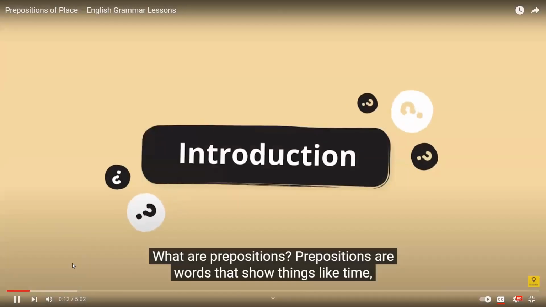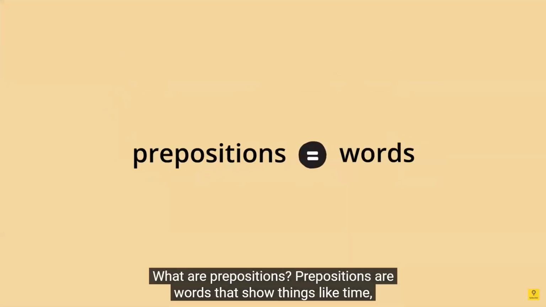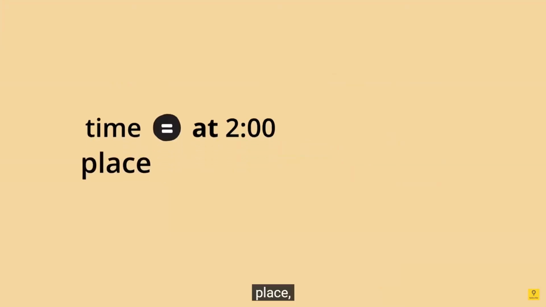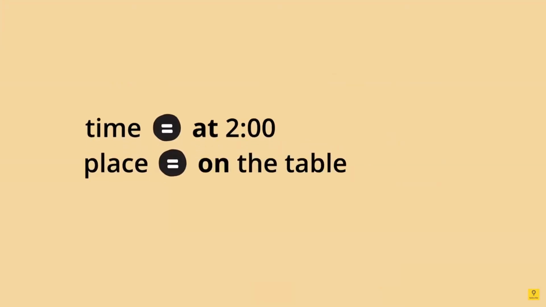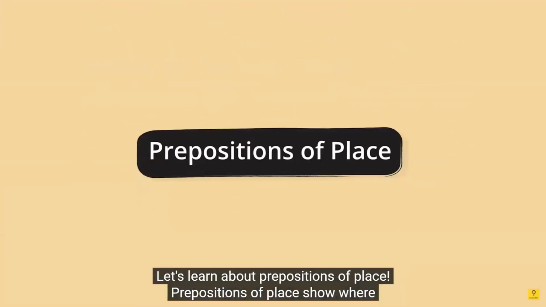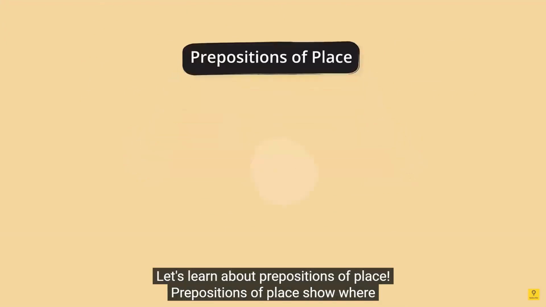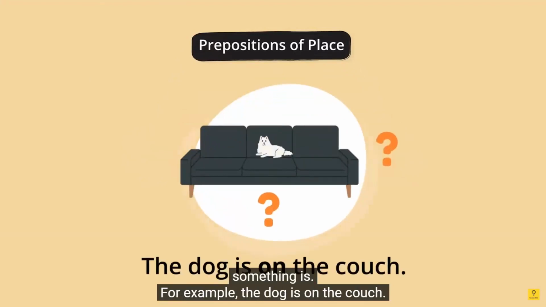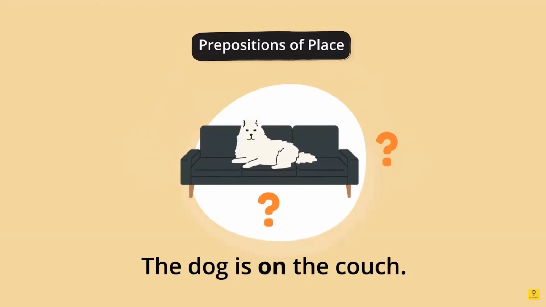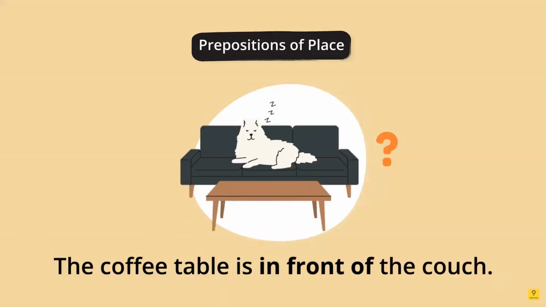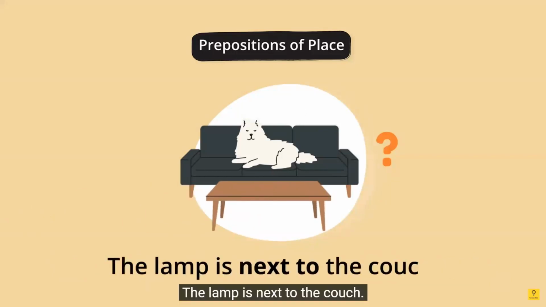What are prepositions? Prepositions are words that show things like time, place, and direction. Let's learn about prepositions of place. Prepositions of place show where something is. For example, the dog is on the couch. The coffee table is in front of the couch. The lamp is next to the couch.